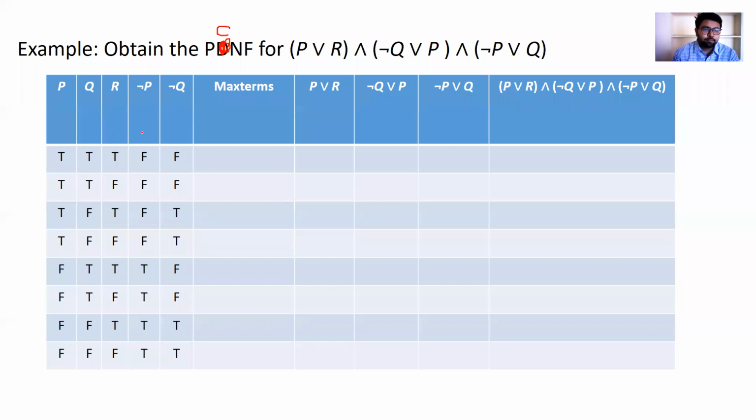And for negation P, it is totally opposite to P. If it is true, I am going to write false. Okay, false, false, false, true, true, true, true. And for negation Q, false, false, true, true, false, false, true, true. Now, while writing the maxterms, you're going to write from down to up. Okay, it will be easy for you.